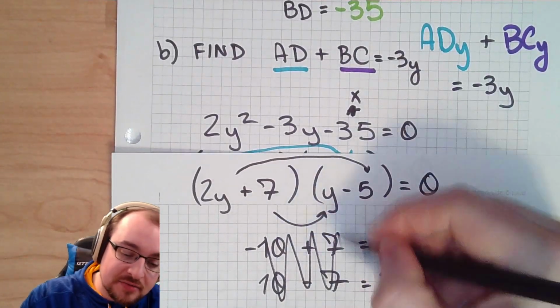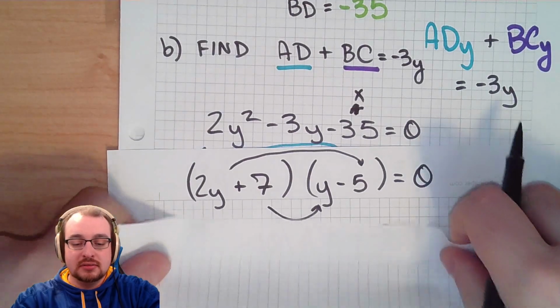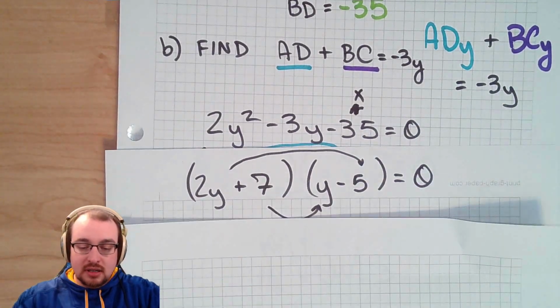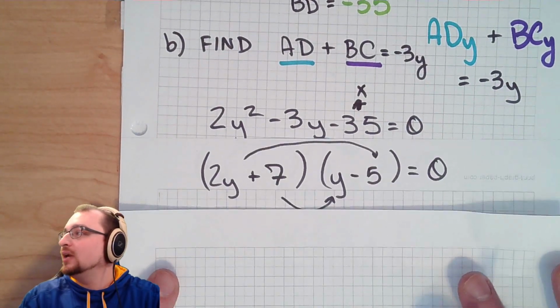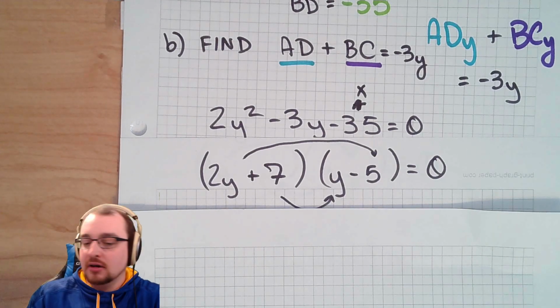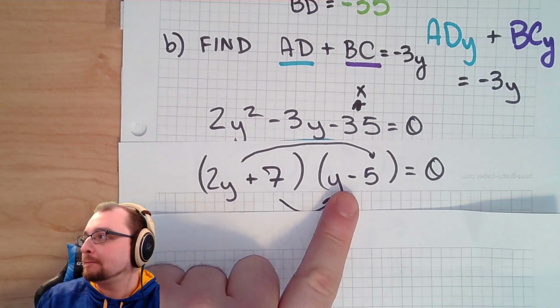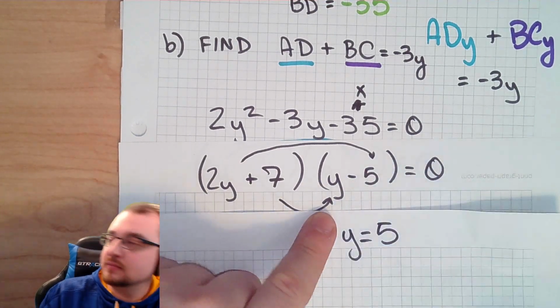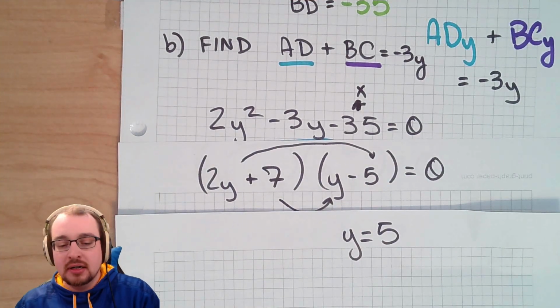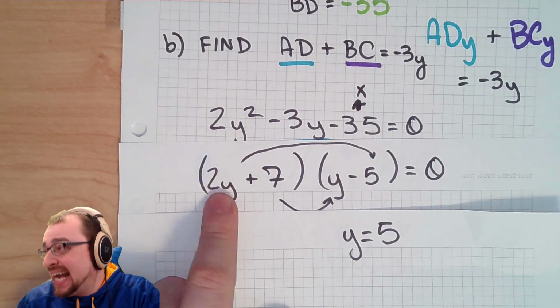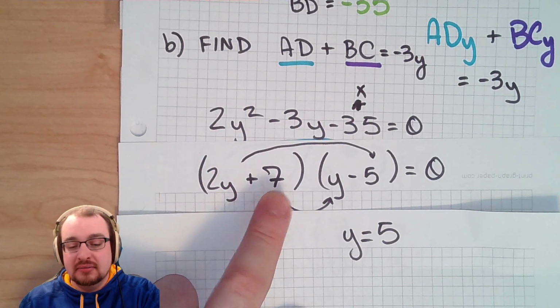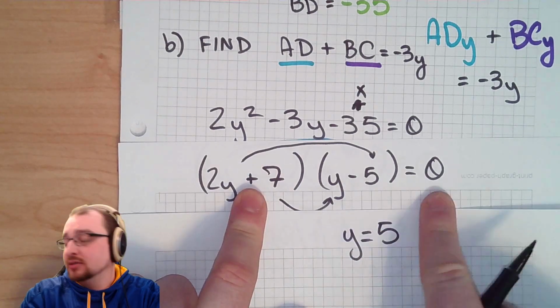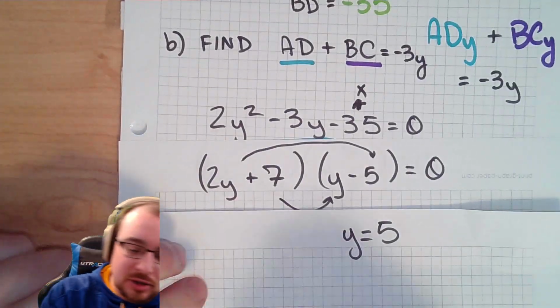So now that we have this factorization, which is a little bit tricky, we can see what our answers are going to be. First one's really easy. What's going to make this part 0? Well, when y is 5, because 5 minus 5 is 0. When I plug in 5 here, I get 10 plus 7 is 17. But who cares? Because 17 times 0 is 0. This one's a little bit trickier.